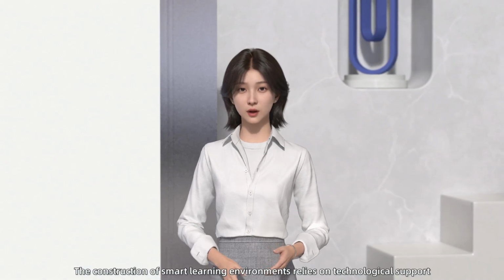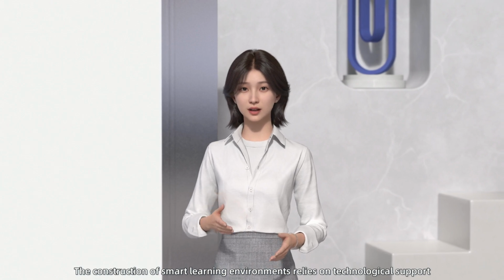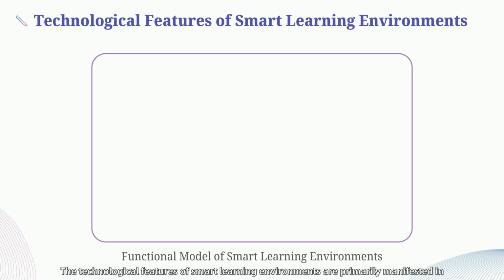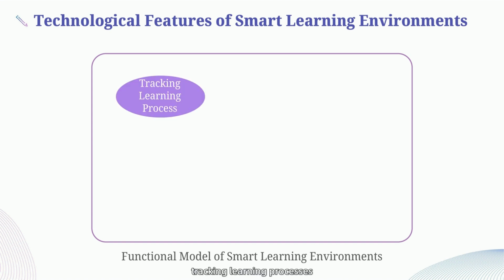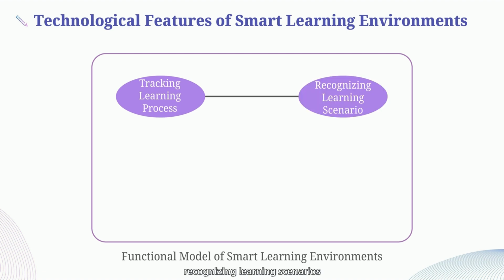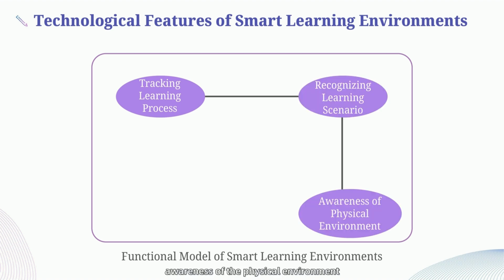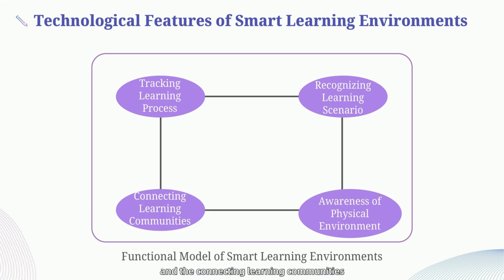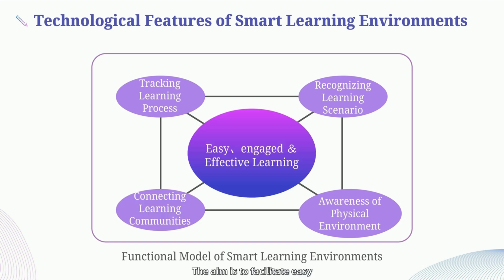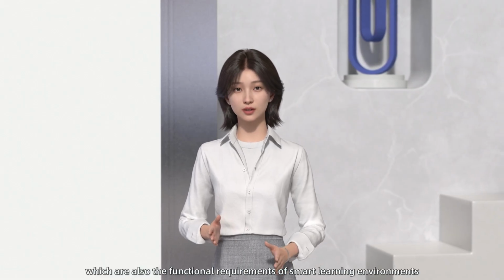The construction of smart learning environments relies on technological support. The technological features of smart learning environments are primarily manifested in tracking learning processes, recognizing learning scenarios, awareness of the physical environment, and connecting learning communities. The aim is to facilitate easy, engaged, and effective learning for learners, which are also the functional requirements of smart learning environments.